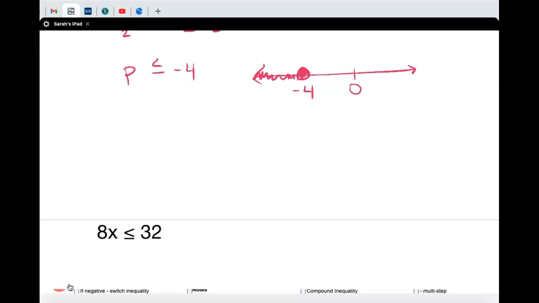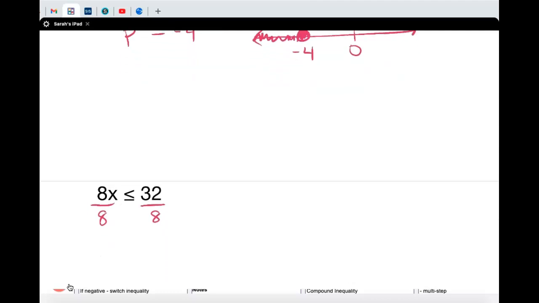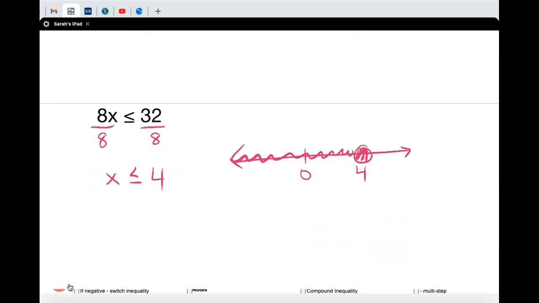Here's my next example. What should I do to both sides? Okay, is my inequality staying the same or is it changing? Same, because they're positive, and 32 divided by 8 is 4. So on my number line, do I have a circle or a dot? Okay. Good so far?